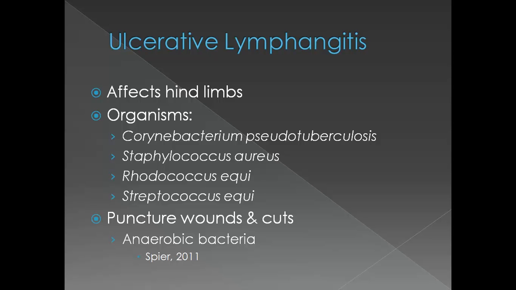Corynebacterium pseudotuberculosis can cause severe ulcerative lymphangitis after a puncture wound. This species of bacteria is anaerobic, and therefore it only infects areas where oxygen is not present, making a puncture wound the perfect environment for it to grow and proliferate, causing an infection.